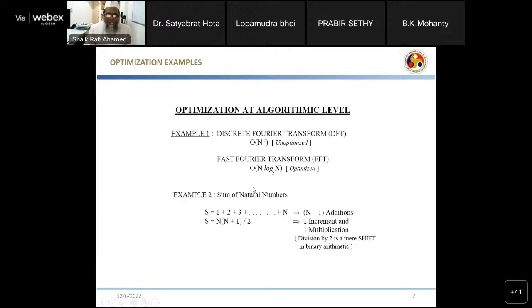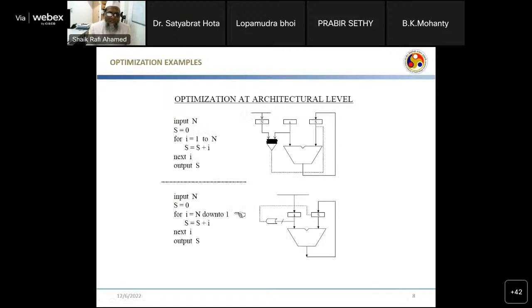If you go for the optimization at the second level, which is called the architectural level, consider the same problem of adding the first n natural numbers. There are two algorithms which will add the first n natural numbers. Here we are going to input n, that is, how many numbers you have to add. You initialize the register s with 0. Then for I equal to 1 to n, s becomes s plus I. Then you input the next I, and you proceed until I is equal to n. Once you add all the n numbers, you output s. Initially s is 0, so 0 plus 1 is added and s becomes 1. Then 1 plus 2 is added, then 1 plus 2 plus 3, and so on up to n.